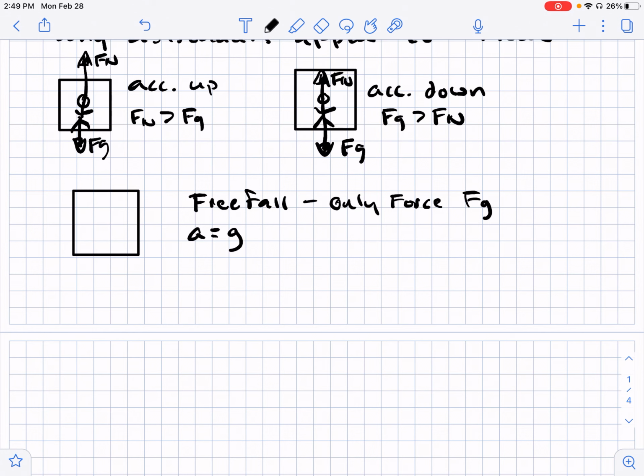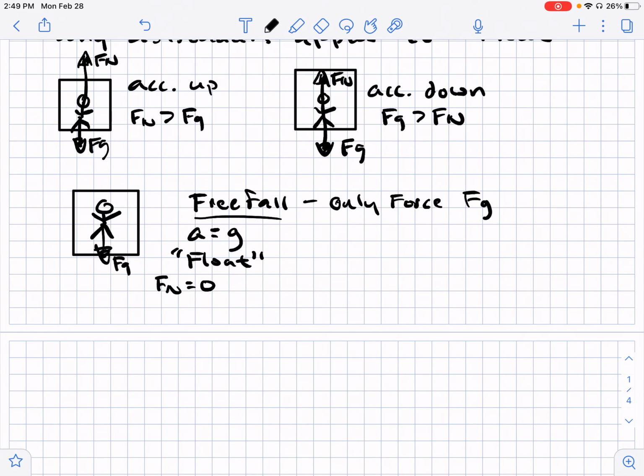And what it would look like inside the elevator is you would appear to float, because you'd be accelerating at the same rate as the elevator. And so in this case, the only force you have is your FG, and your normal force is equal to 0. Because remember, in free fall, the only force is that gravitational force.